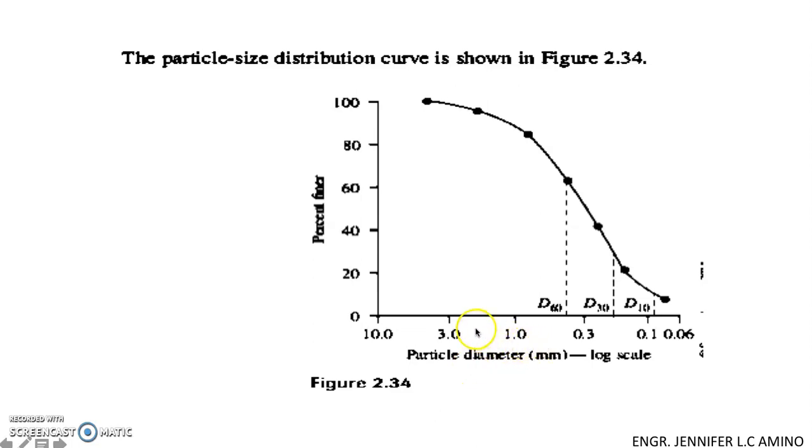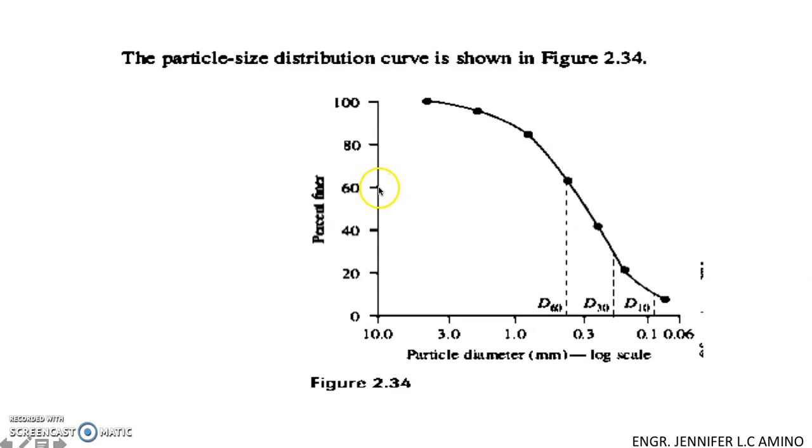Based on the particle size distribution curve, you have here the particle diameter. So this 60, meaning you're going to locate on the y-axis the 60% finer. So D60 represents 60% finer. We're going to solve for the diameter of the 60% finer. To solve that diameter, you have to locate first the 60% finer.